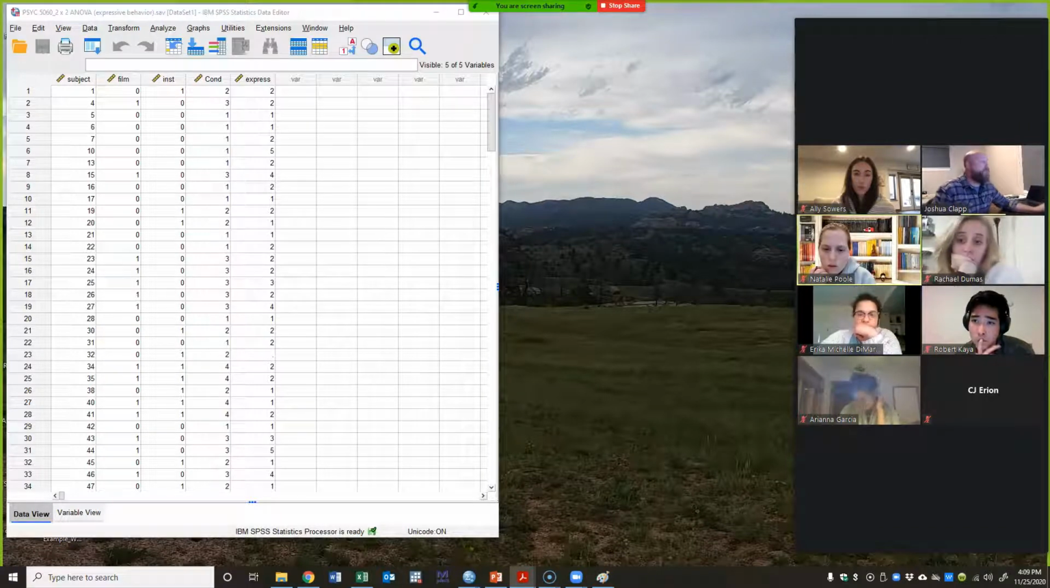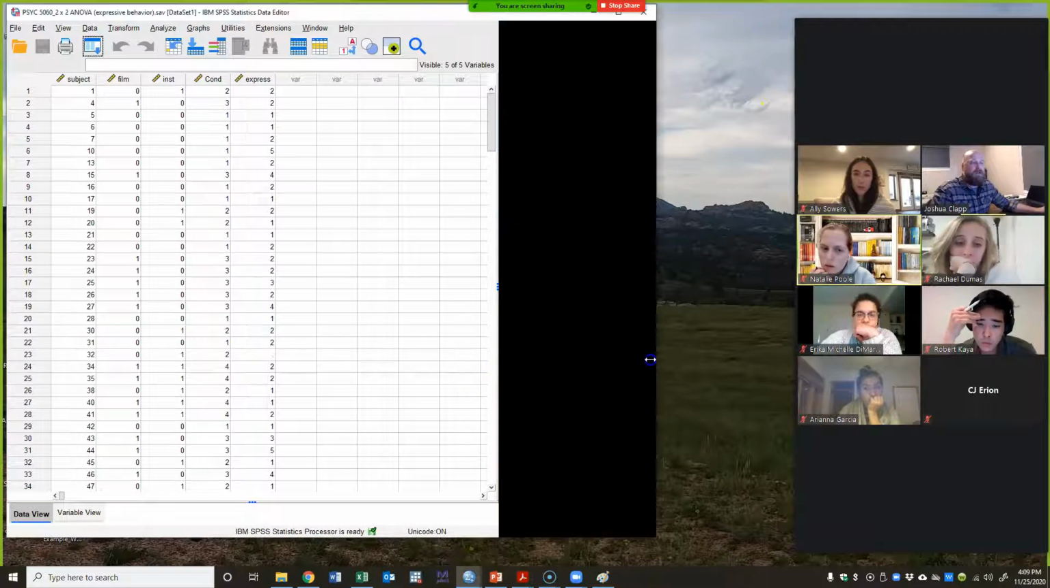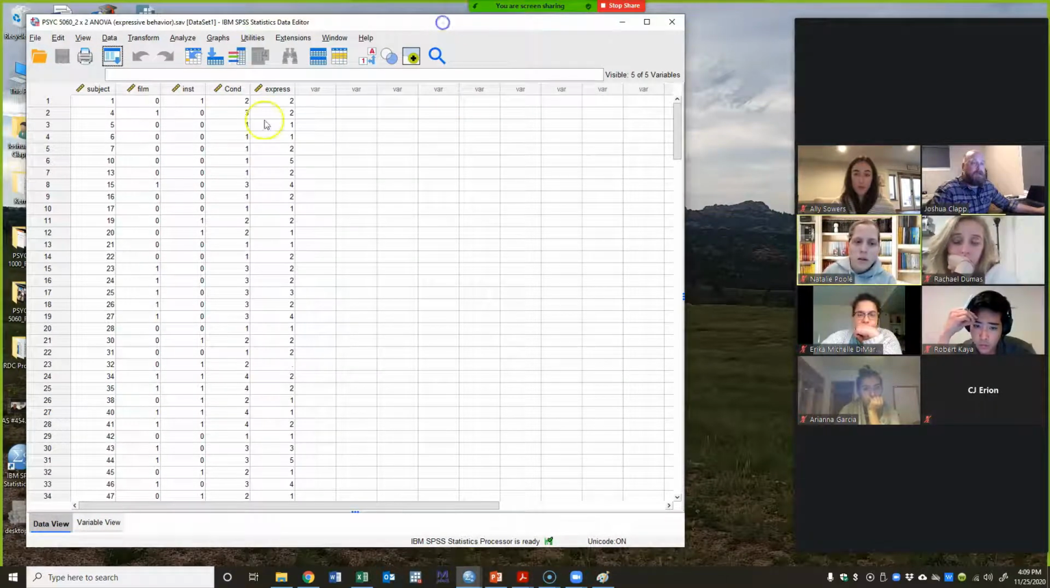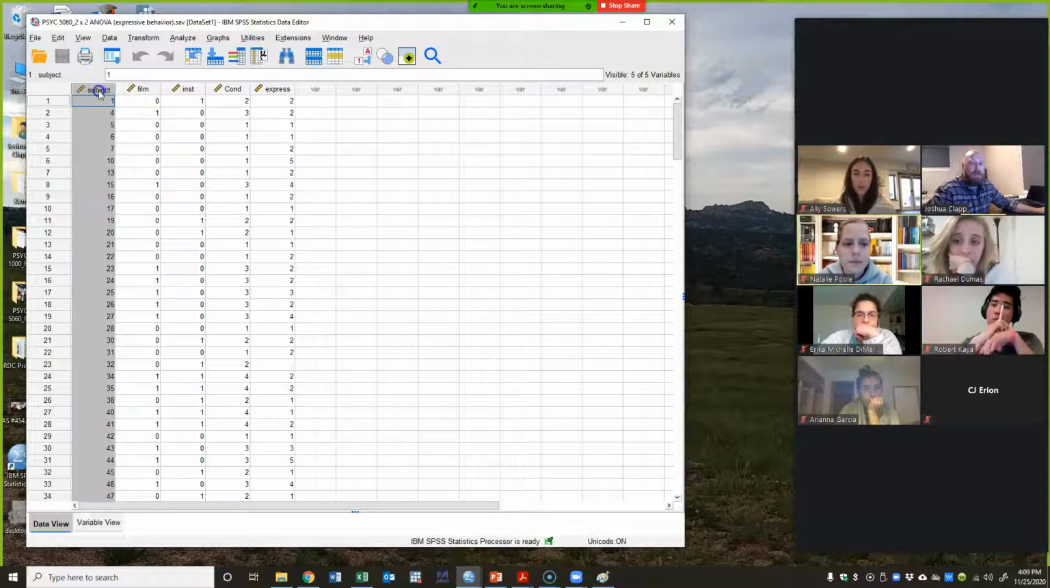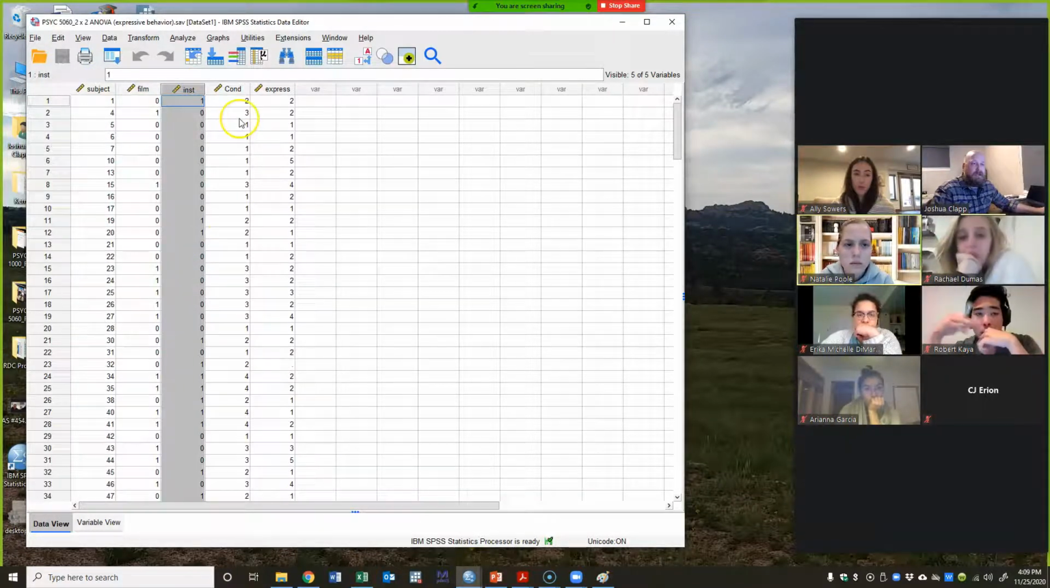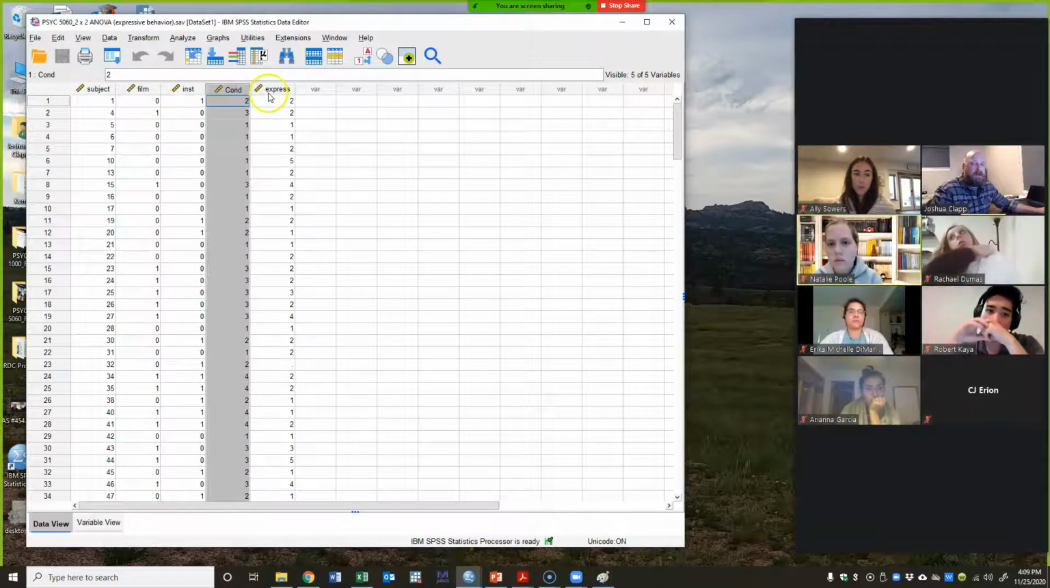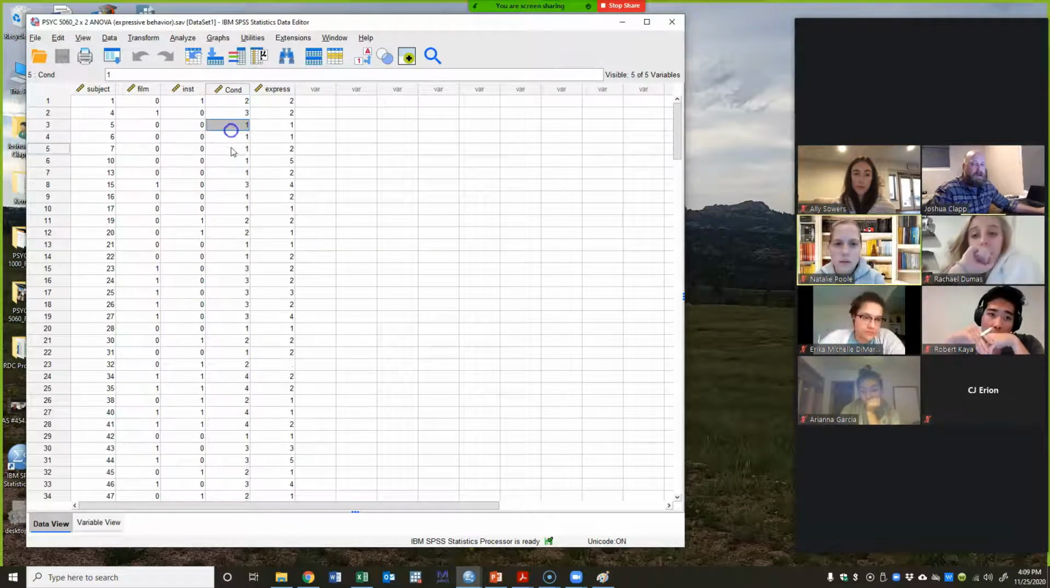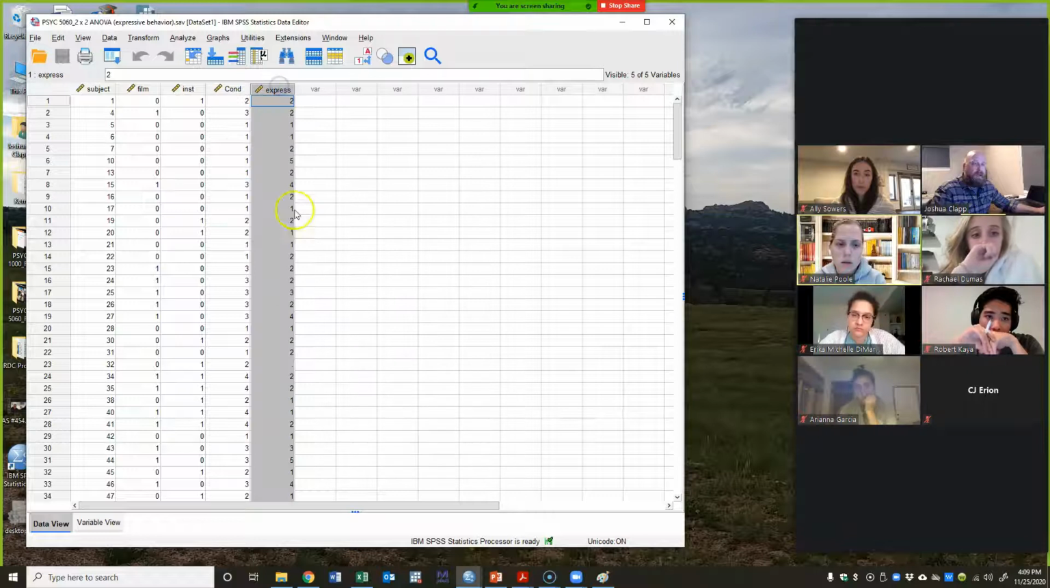For this design, the first thing we want to do when we're screening is go through and take a look at whether or not I have any missing data, right? So here I've got my participant number, film condition, instruction condition, and then a condition variable here. We'll talk about that. And then my level of global expression.